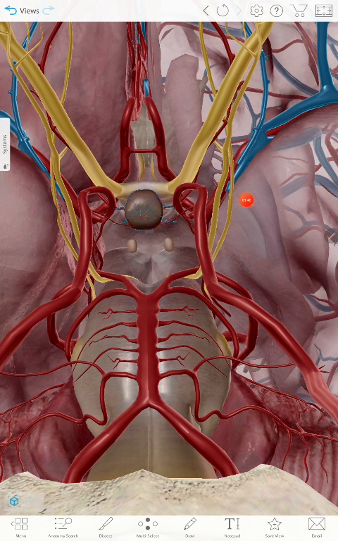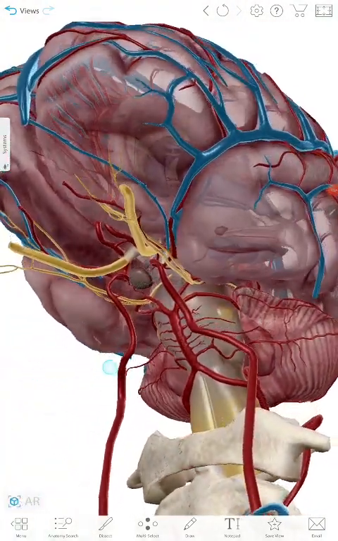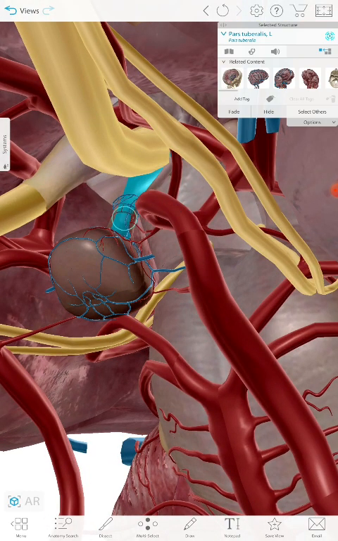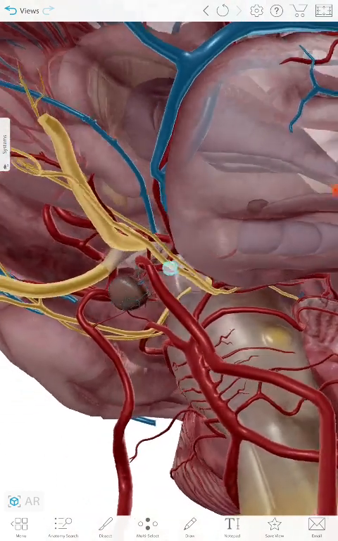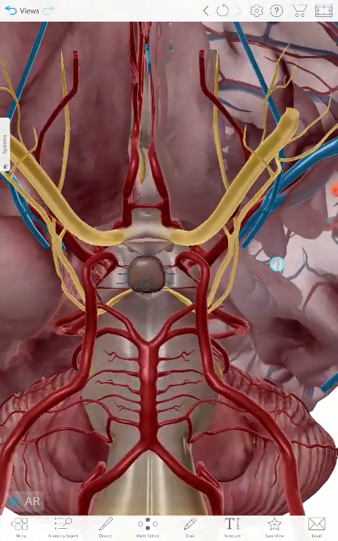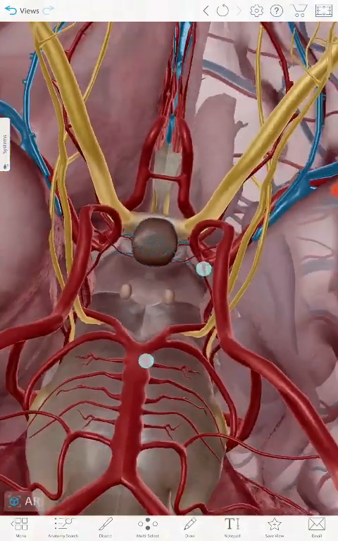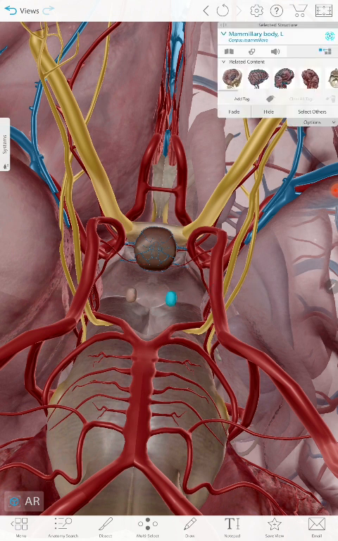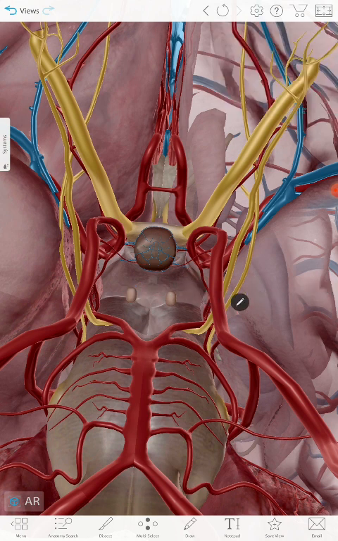So we can see this here is the pituitary gland. If we rotate the model, we can see this is the pituitary gland, and here is the pituitary stalk, which is arising from the base of the brain, and is one of the contents of the interpeduncular fossa. We can also see these two small raised structures, which are the mammillary bodies. These are also contents of the interpeduncular fossa.